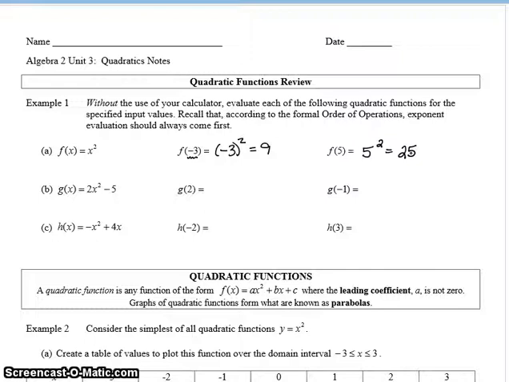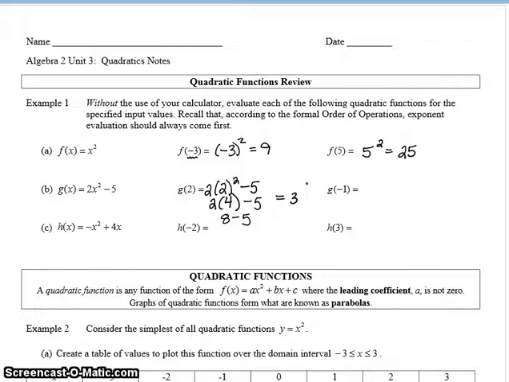Okay, second one. Again, don't forget to apply order of operations, so I have to substitute in a 2. So it's 2 times 2 squared minus 5. I have to do the exponent first, so 2 squared is 4. Now I'm left with multiplication and subtraction. So 2 times 4 is 8. Minus 5, I get 3.